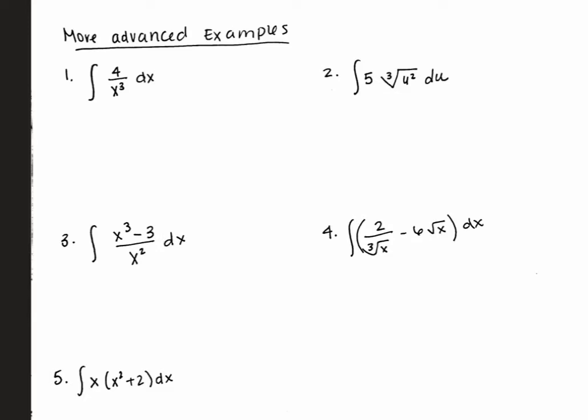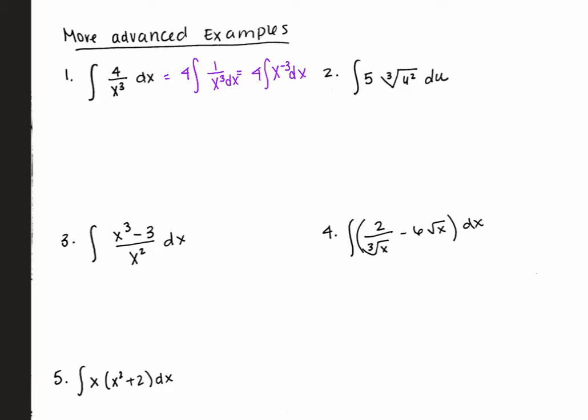First thing I'm going to do is I'm going to pull out the constant. So 4 is going to go on the outside, and then I have 1 over x cubed. Now this is a little deceiving because it kind of looks like we're going to do natural log, but that only works for 1 over x. This is 1 over x to the third. So I'm going to rewrite this instead as x to the negative 3.